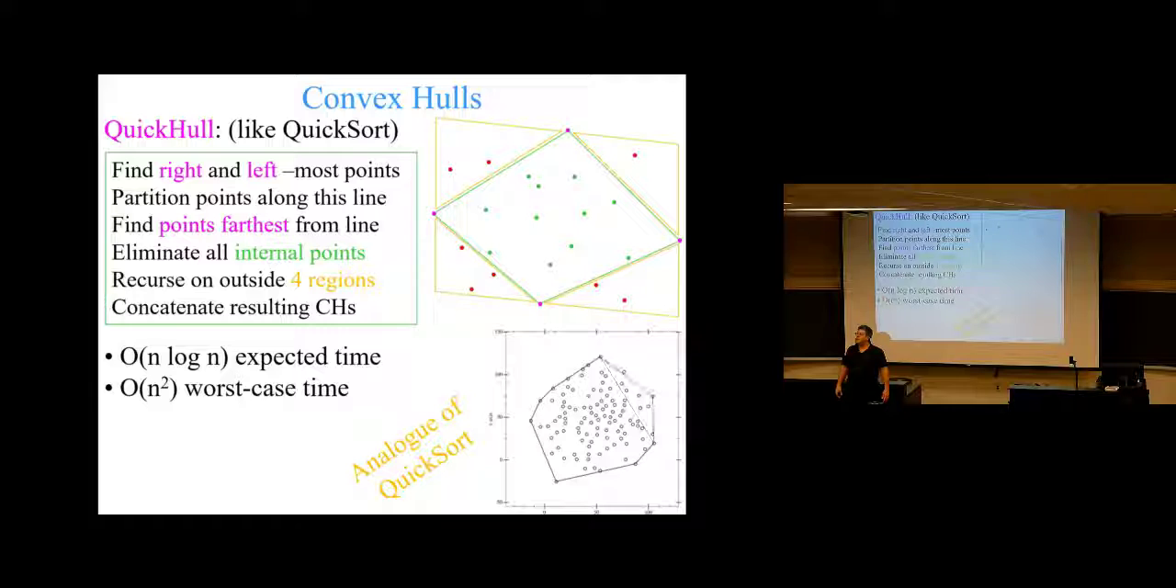But you're going to be recursing on smaller and smaller subsets, and eventually the job will get done. It's not going to be incorrect. It's just going to take quadratic time. Very little gets eliminated at every step. Now you get it. So quadratic worst case behavior, not so good.